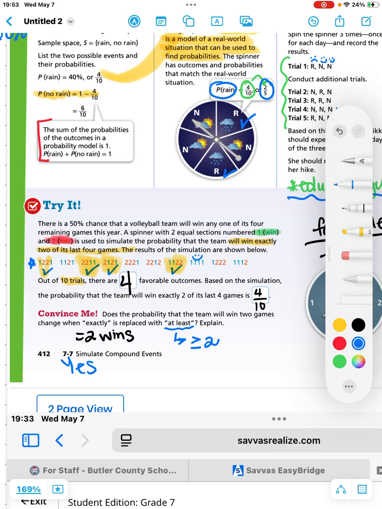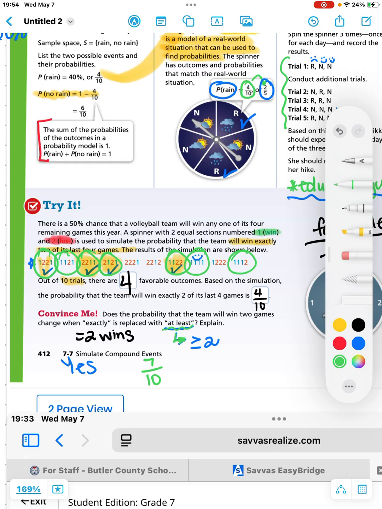So yes, this will change it because there are more games that have 2 or more wins. Not only do we have the 4 games, but I have another one. This is 3 wins. 3 wins would fall into the category. 4 wins would go into the category. So this changes the probability. Rather than 4/10, it changes it to 4/7, because of the fact that this "at least" means greater than or equal to 2. So it does change that probability.